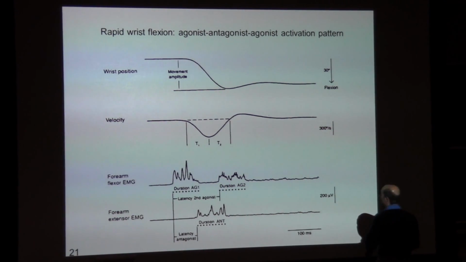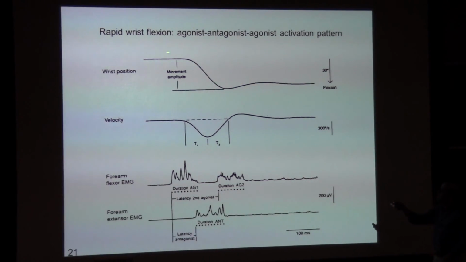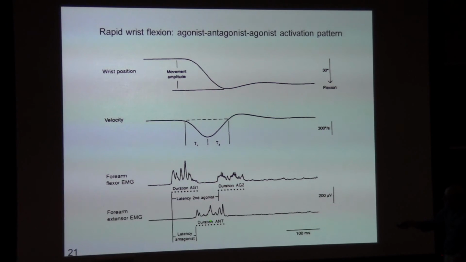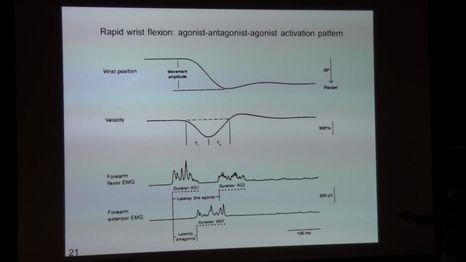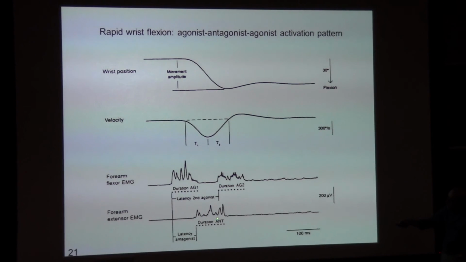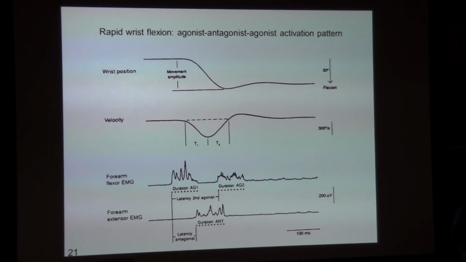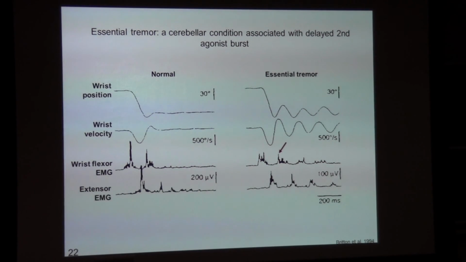In this example, what we have is a wrist that's making a rapid movement. So here's position of the wrist, here's the velocity of the wrist, and here's the activity in the muscles. So here's the wrist agonist. This is the burst here. And then here's the antagonist down here. And then finally the agonist again. Agonist, antagonist, agonist. So these bursts of activity in the muscles have to be exquisitely timed. Otherwise, you will not stop at the target, you will overshoot or undershoot the target, or you might have tremor. So that's my final slide to show you that today.